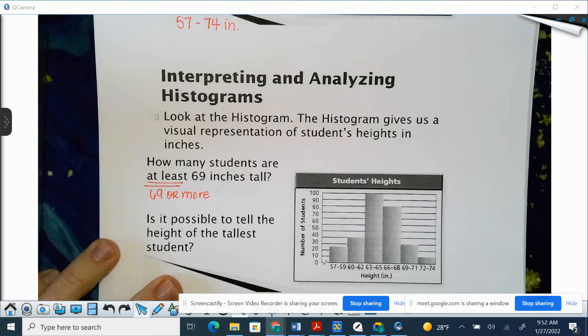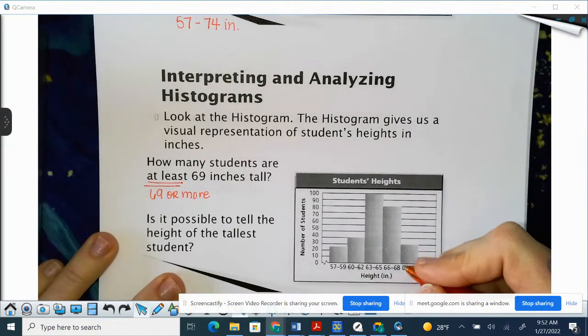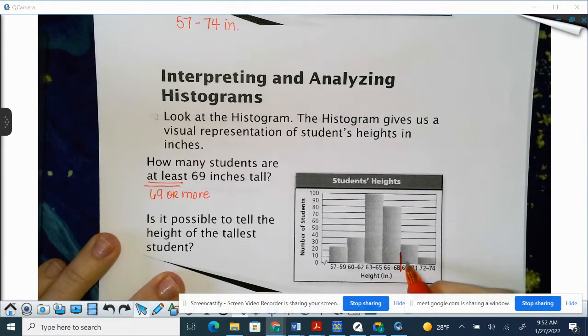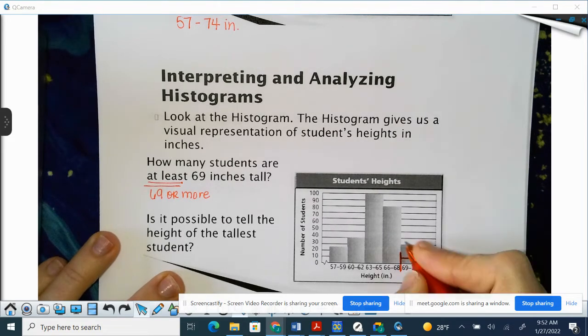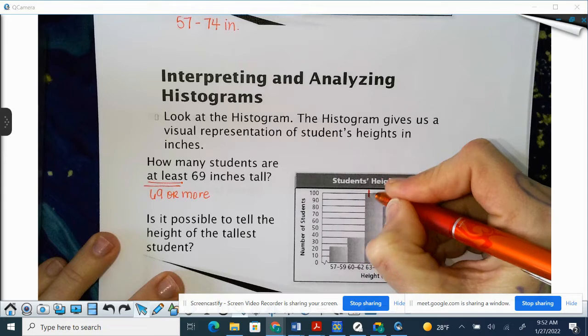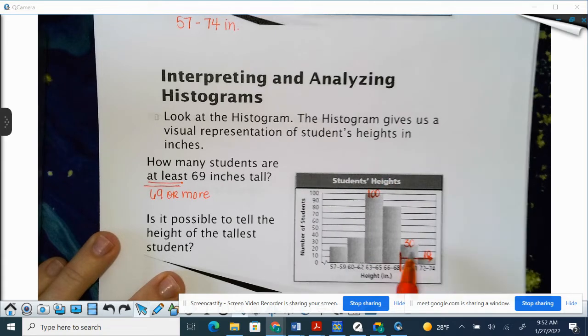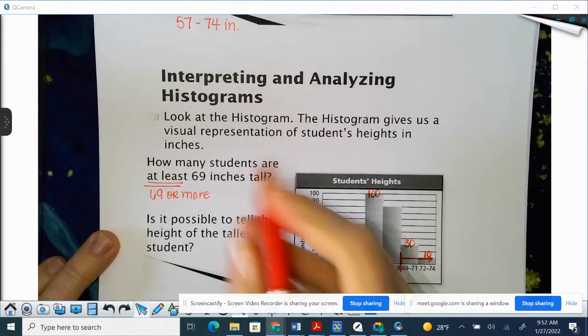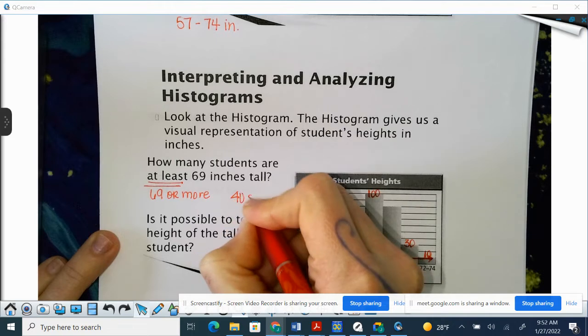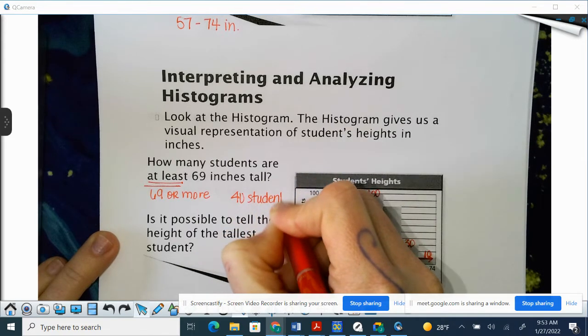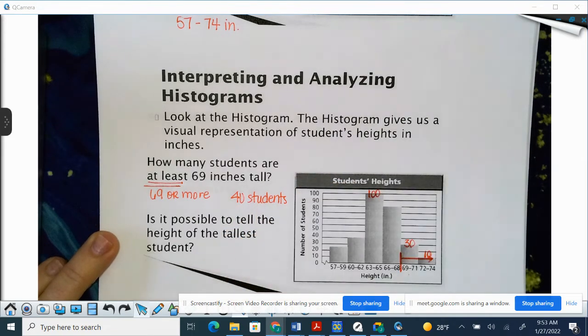So if we go to 69, which is going to be right here, and then we want to go this way, 69 or more. That means I have 30 students here, and I have 10 students here. This is the 100 we already talked about. So 30 and 10. There should be 40 students who are 69 inches or taller.